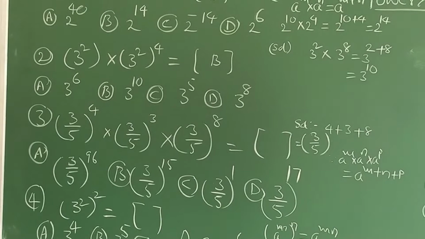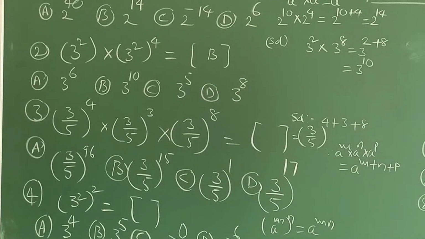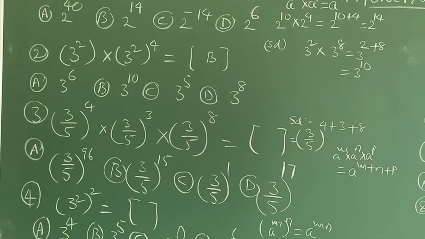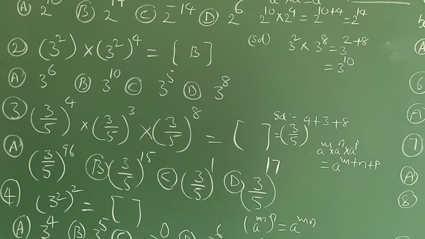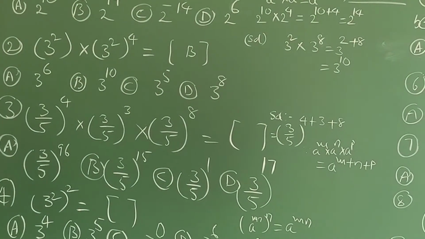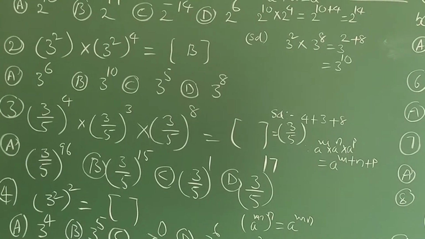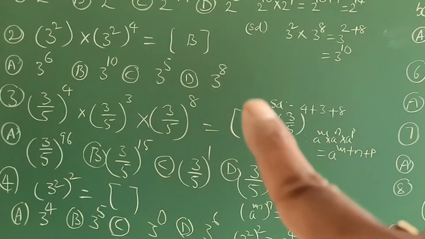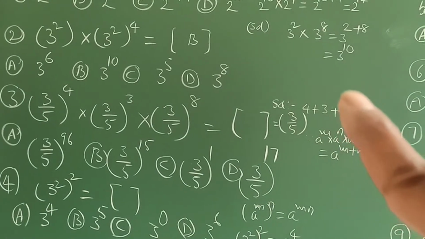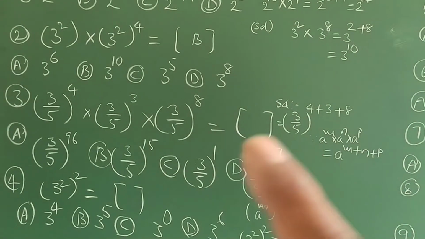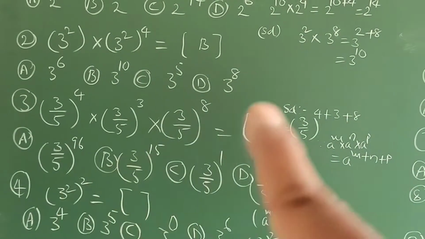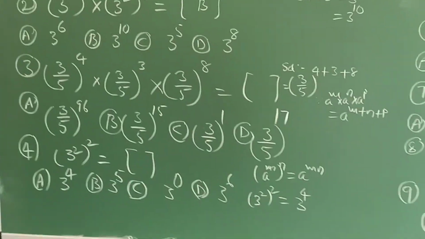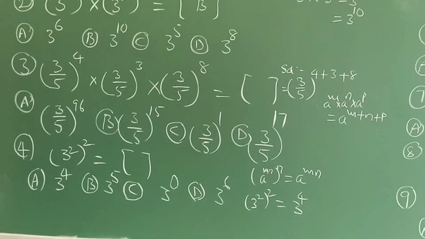3 by 5 whole power 4 into 3 by 5 whole cube into 3 by 5 whole power 8. So what is this form equal to? This is in the form of a power m into a power n into a power p, which is equal to a power m plus n plus p. Therefore, 3 by 5 whole power 4 plus 3 plus 8, that is 15. So what's the option here? B.